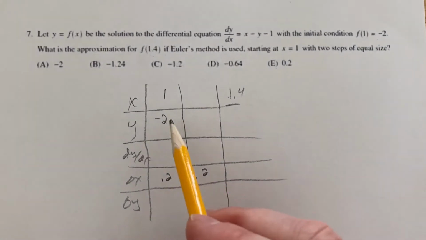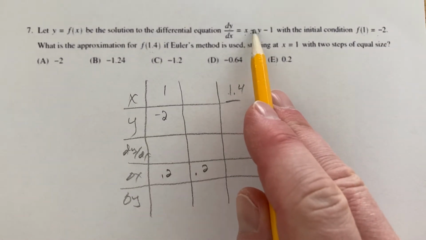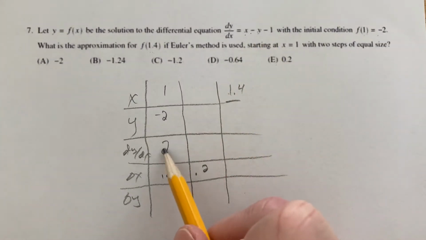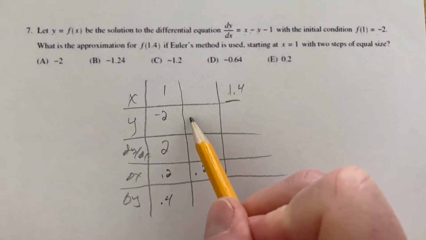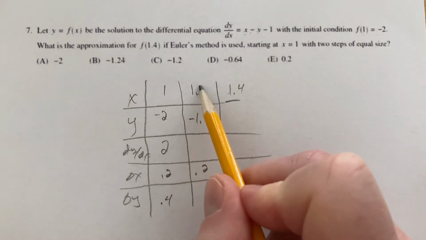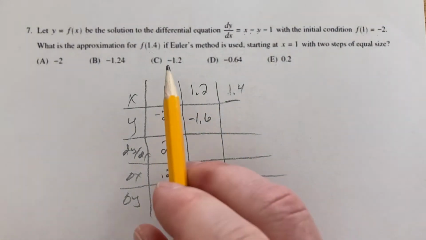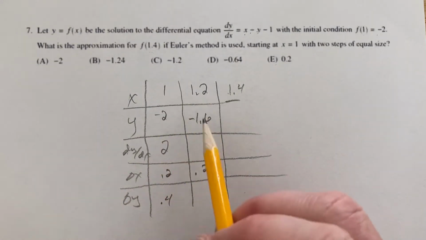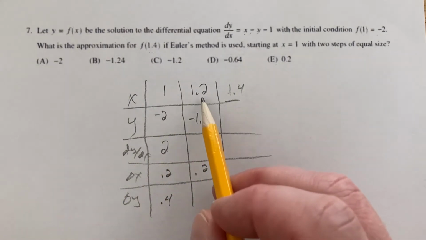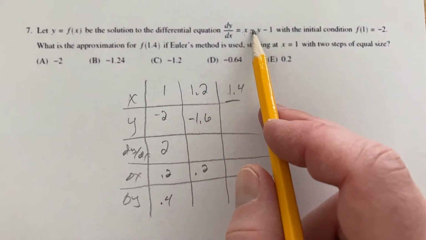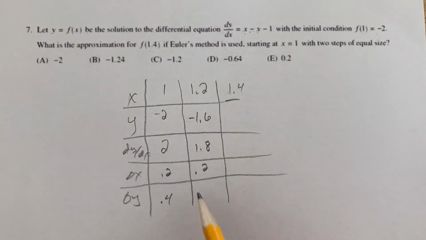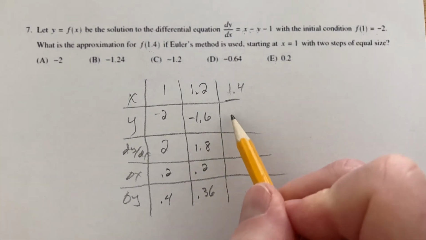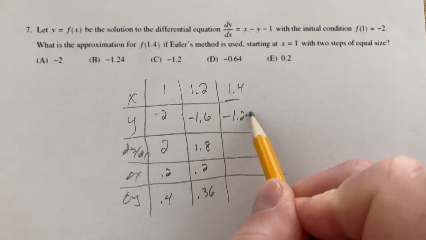Okay? So at 1, -2, if I were to put that in, 1 minus -2 is 3, minus 1 is 2. 2 times 0.2 is 0.4. Add that to -2, and you'll get -1.6. All right? So if I add 0.2 to the x, to add 0.4 to the y, this is my new point. So now I'm going to jump from this point, put this in. 1.2 minus -1.6 is 2.8, minus 1 is 1.8. 1.8 times 0.2 is 0.36. Add that on to -1.6, and I get -1.24, and that's B.